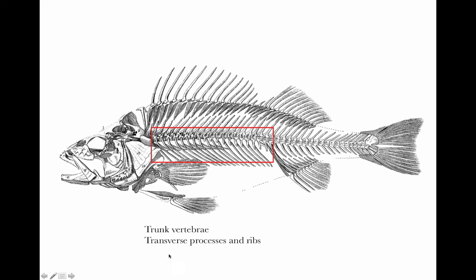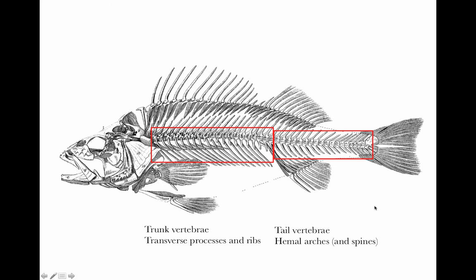And these transverse processes are going to be the articulation point between the vertebrae and the ribs. And then they have tail vertebrae. And so rather than the transverse processes, they have hemoarches in the tail. So you'll see hemoarches and spines instead of transverse processes. So these transverse processes and hemoarches are what we call serially homologous. They are homologous structures. They just take different forms depending on whether they're in the trunk or in the tail.